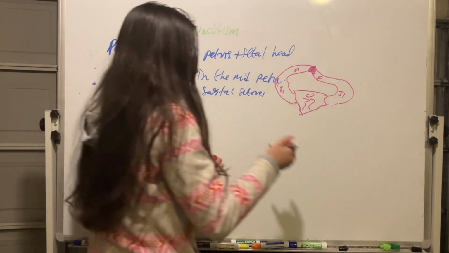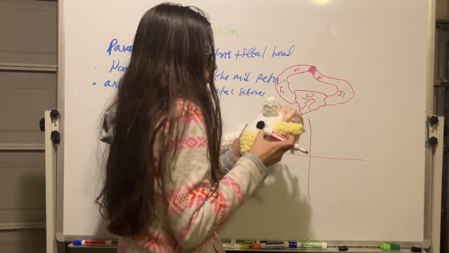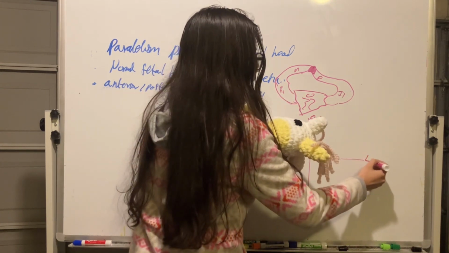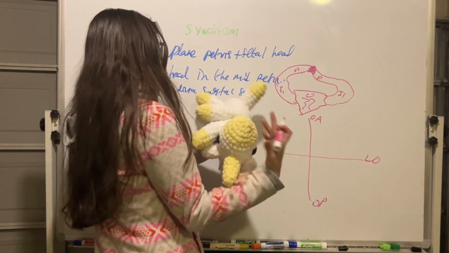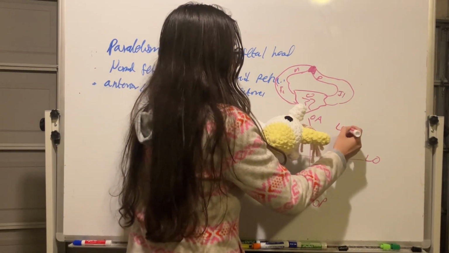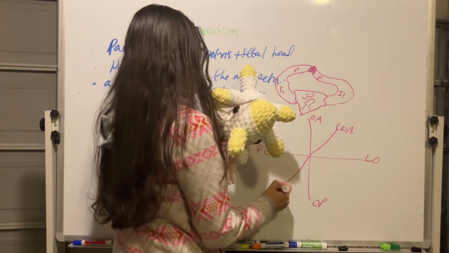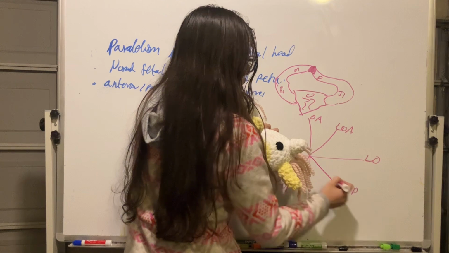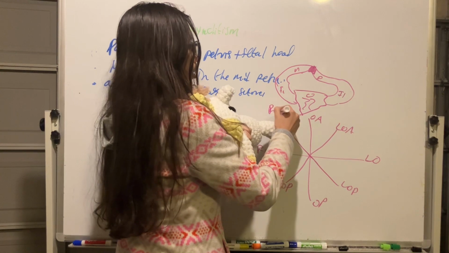So we have occiput anterior position, left occiput, occiput posterior, right occiput, and the intermediate ones, which are left occiput anterior, right occiput posterior, left occiput posterior, and the right occiput anterior.